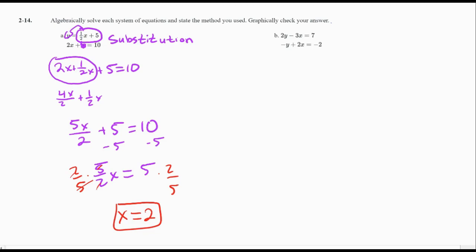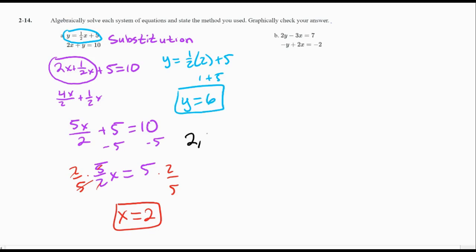Don't forget, when we're solving systems, we need to find the x value and the y value. So when we look through this, if we have an x value of 2, I'm going to plug that back into one of my equations. This one looks easiest to solve for y. So in that one, 1/2 times 2 is 1. Plus 5 is 6. If the question's ever asking you to write it as a coordinate, write x and y value: 2, 6.